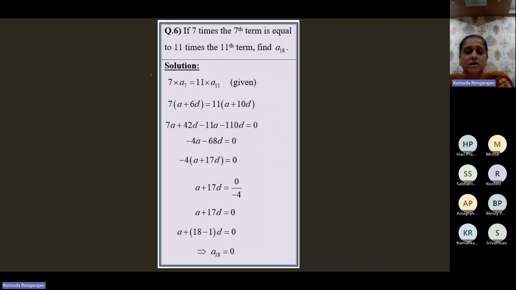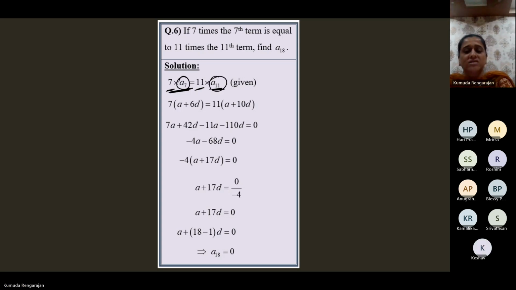A18 is 0. So 7 times the 7th term. So 7 into A7 is equal to 11 times the 11th term. 7th term is A7. 11th term is A11. 7 times, meaning you'll have to multiply into 7. So 7 times the 7th term is equal to 11 times the 11th term is given. So we'll work with this.